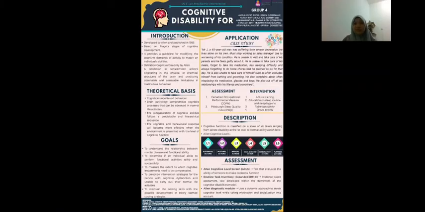Moving on to the description of the cognitive disability frame of reference. This frame of reference can be used to assess and determine what cognitive level a client would best fit, and can be used as a guide but not as a permanent label. In the cognitive hierarchy, cognitive function is classified on a scale of six levels, ranging from severe disability at the first level to normal ability at the sixth level.